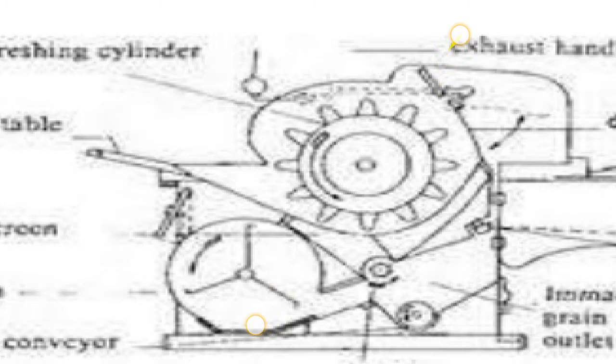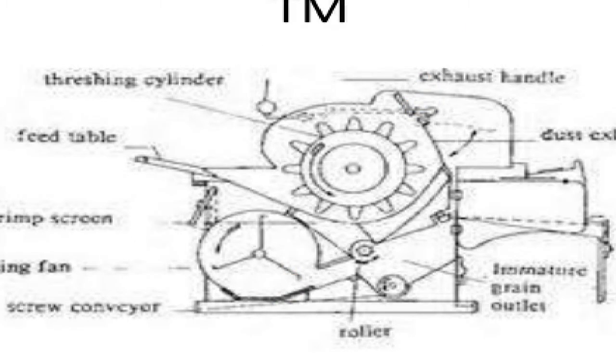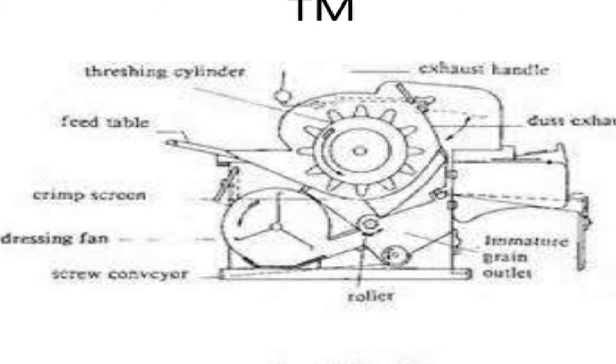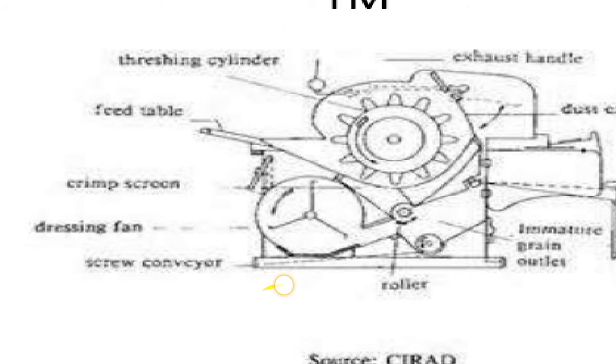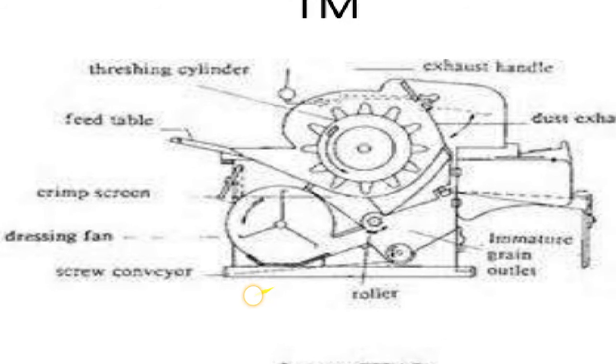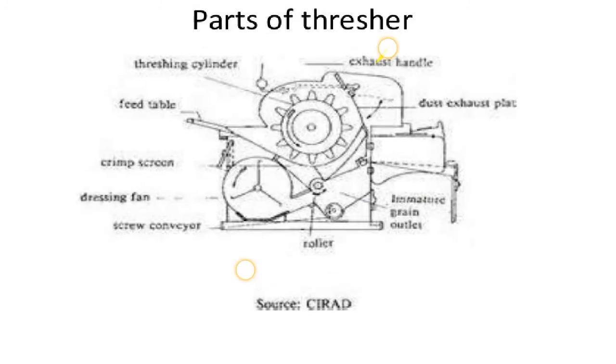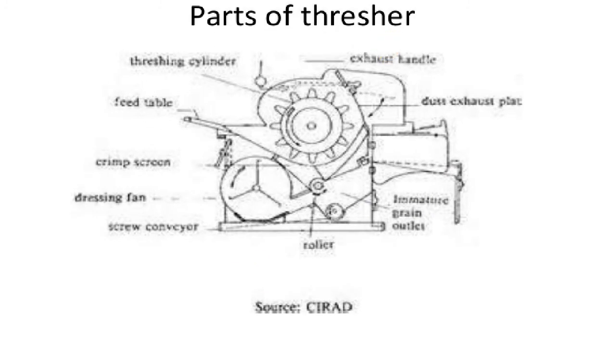These are the parts of the thresher. You can see the threshing cylinder, feed table, then dressing fan, screw conveyor, exhaust handles. These are the parts of the thresher: feed tube, threshing cylinder, then exhaust handle.